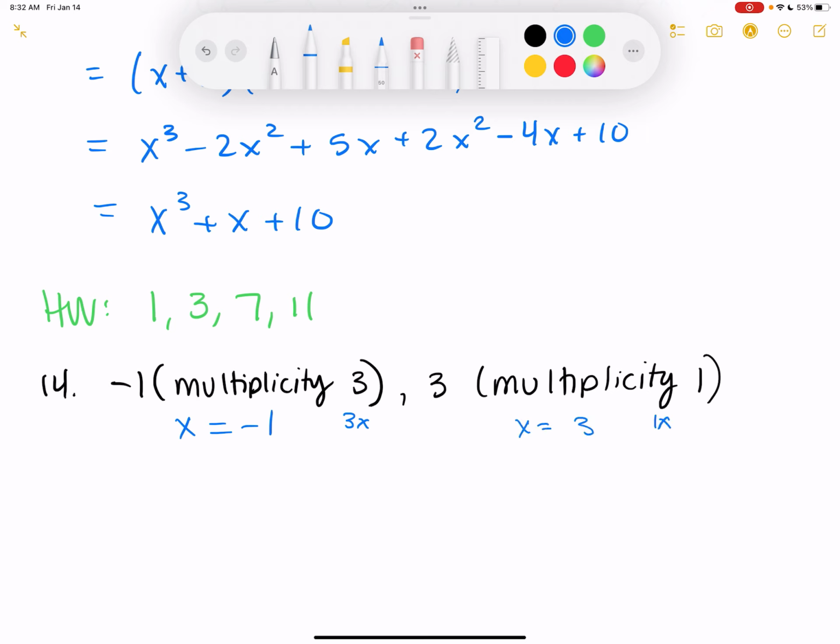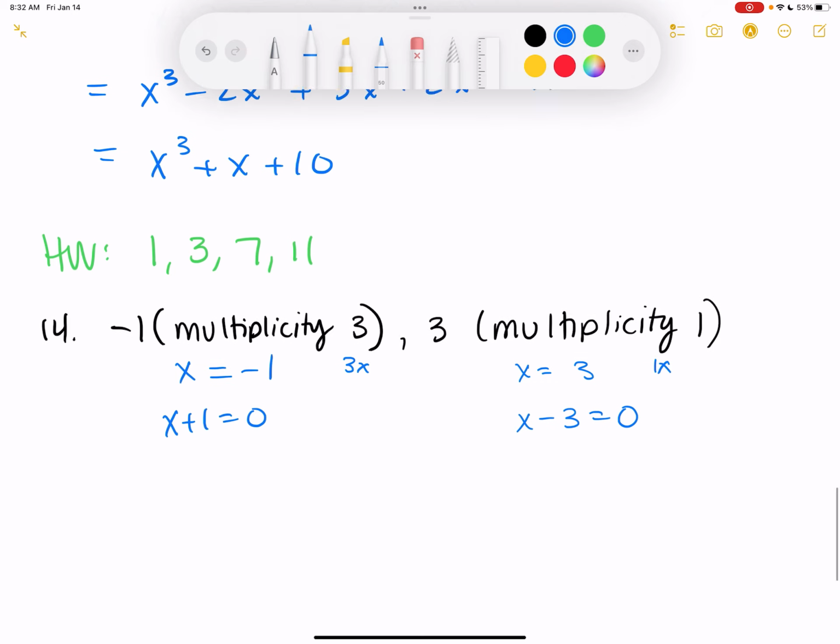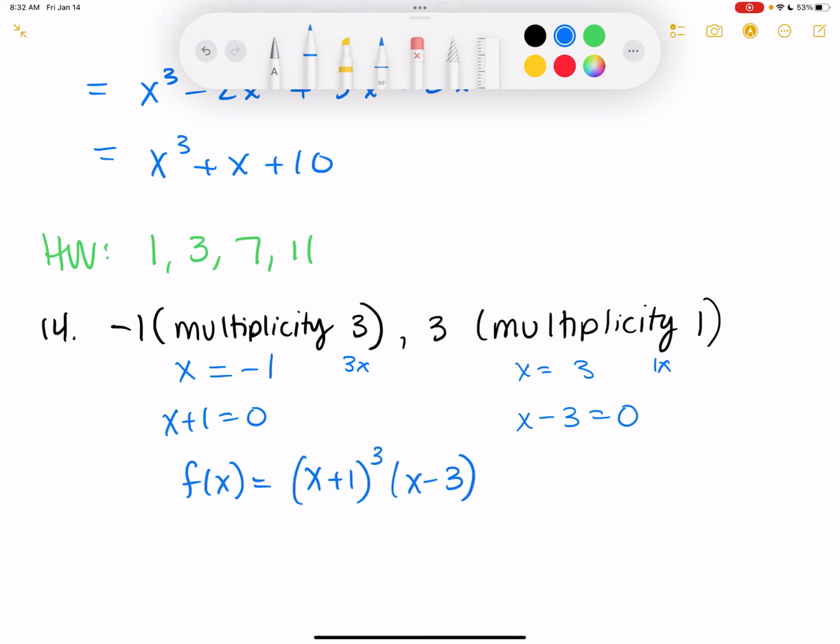I'm just writing this, you don't have to write this particular step out. I'm just doing it so we see it. So x plus 1 equals 0, x minus 3 equals 0. So then I'm going to set it up. f of x is equal to x plus 1 cubed times x minus 3.